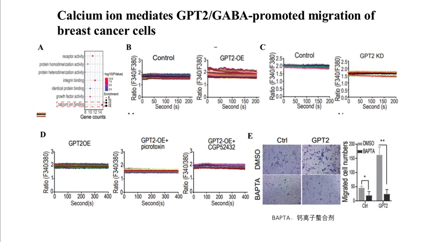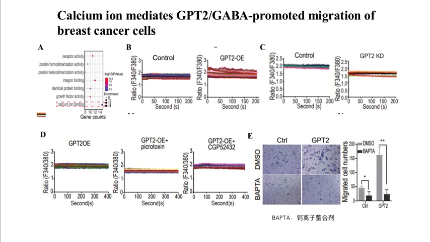Our experiment found that overexpression of GPT2 resulted in an increase in intracellular calcium ions. After knocking down GPT2, intracellular calcium ions decrease. After adding GABAA receptor inhibitors, intracellular calcium ions were inhibited. After adding GABAB receptor inhibitors, intracellular calcium ions were not affected.